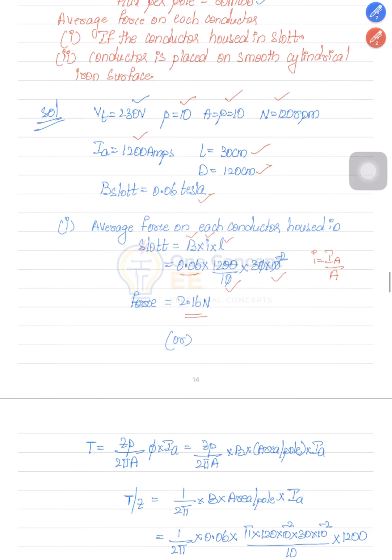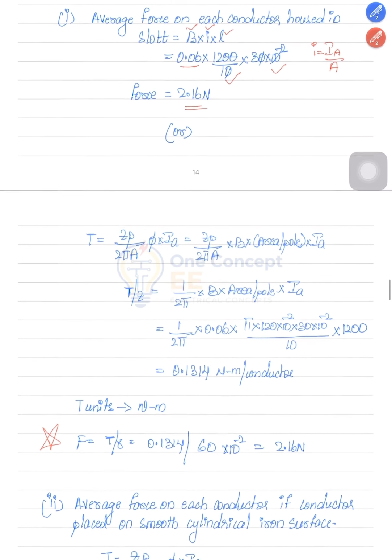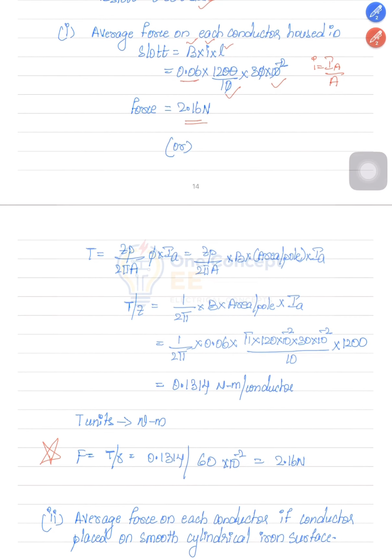We can also solve this question in another way. First, we will try to find the torque. Torque equals ZP by 2 pi A into phi into Ia. We know the number of poles equals the number of parallel paths, so P and A cancel each other. By transferring Z to the other side, we get torque per conductor as 1 by 2 pi into B into area per pole into armature current. Area of the pole is pi into D into L by P.